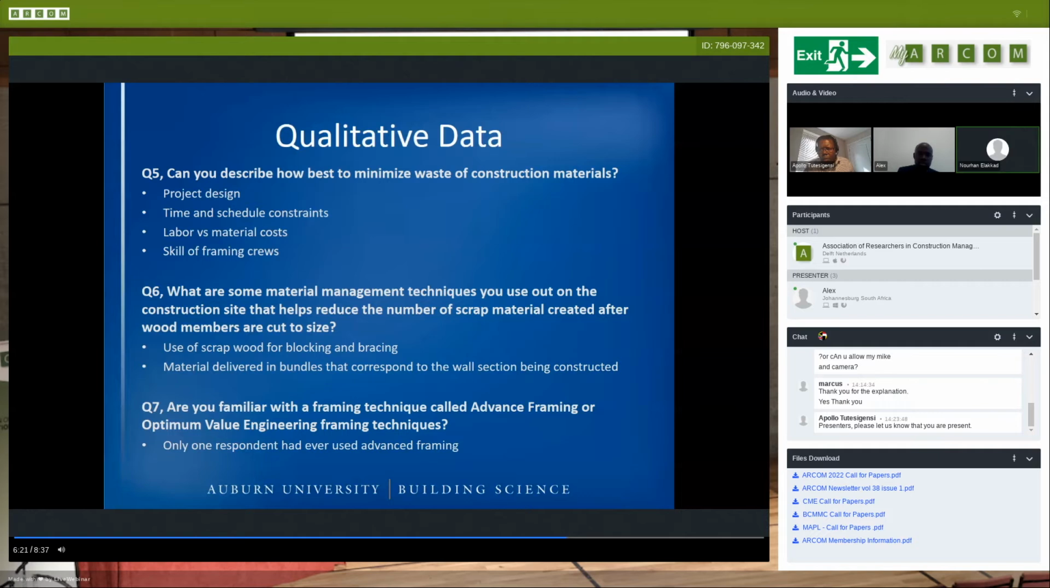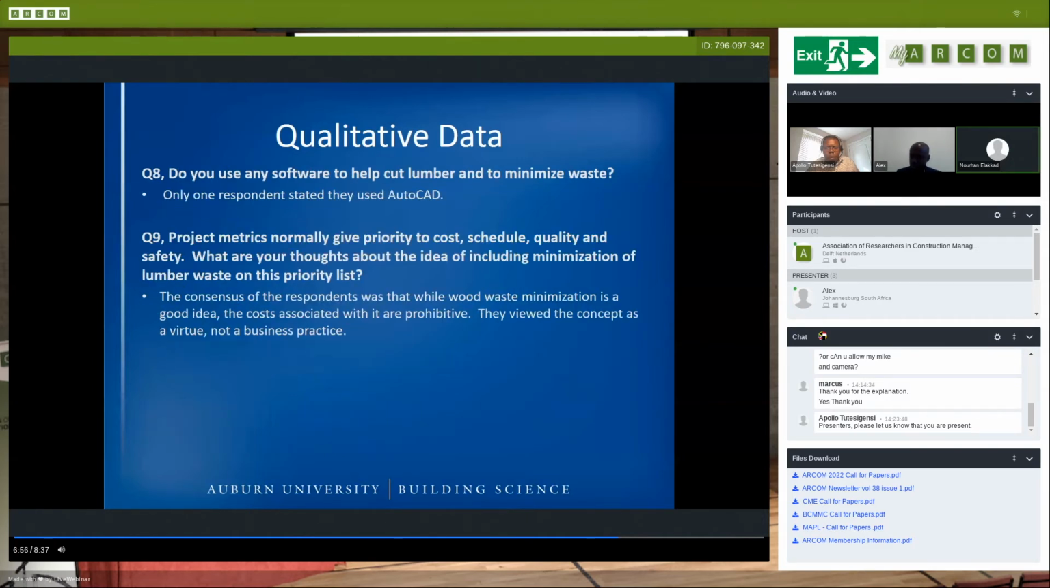Some of the practices, question 6, some of the practices the company uses, they use scrap wood for blocking and bracing, and also have materials delivered in bundles that correspond to the wall section being constructed. When asked if they were familiar with advanced framing or optimum value engineering framing techniques, only one respondent said he'd ever used advanced framing. That's a technique that's been around since the 70s. However, in the United States, people have been slow to adopt it because it requires a little bit of training.